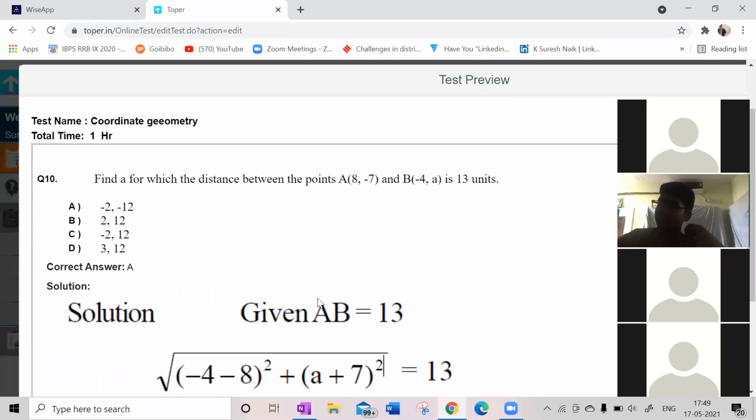Find a point for which the distance between A and B is 13. I mean, the distance between A and B is given as 13.